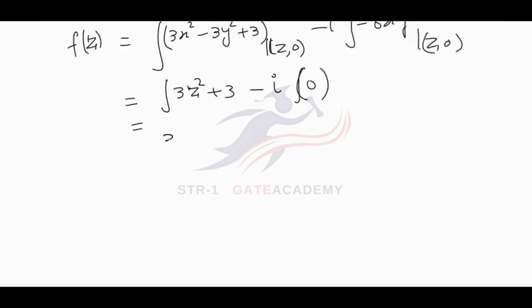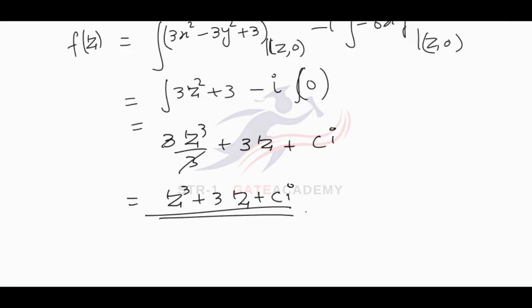So this is basically 3 and z² integration will become z³ by 3, plus 3 of z integration, plus, you can say, c iota. This gets cancelled out, so it will become z³ plus 3z plus c iota. That is your f(z), the analytic function which you are looking for. Correct?